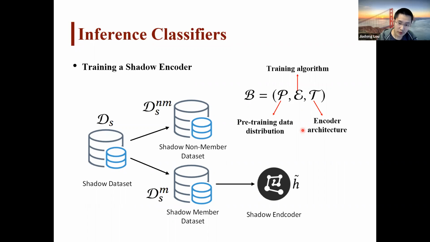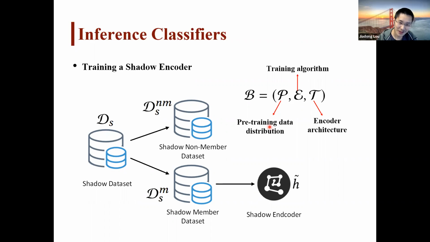To pre-train an encoder, it depends on three key dimensions: the pre-training dataset distribution, the encoder architecture, and the training algorithm. So in this paper, the authors categorize the inferrer's background knowledge into these three dimensions. If the inferrer has access to the target encoder's architecture, or knows the training algorithm or the pre-training dataset distribution, he will use the same one, or data with the same distribution. If the inferrer doesn't know this knowledge, he will randomly pick an architecture or algorithm for the contrastive learning.